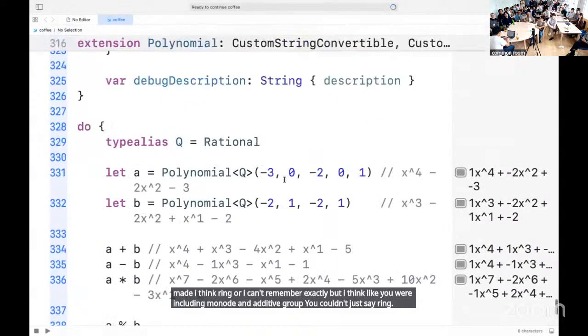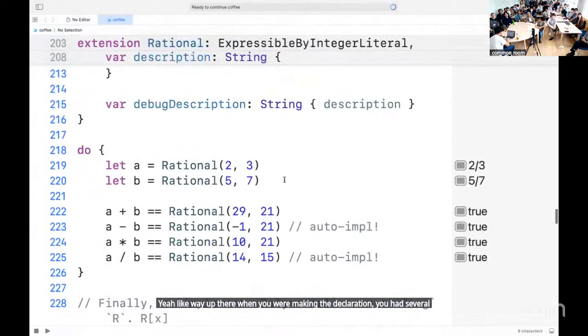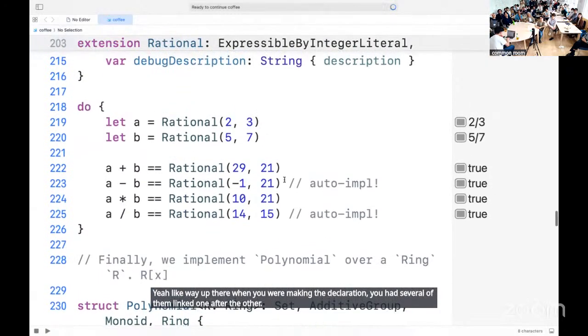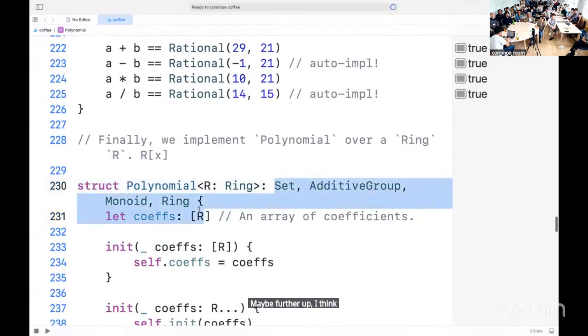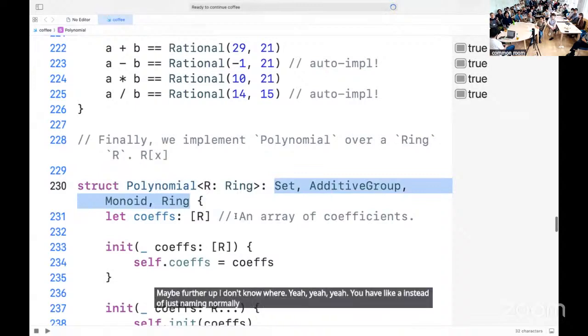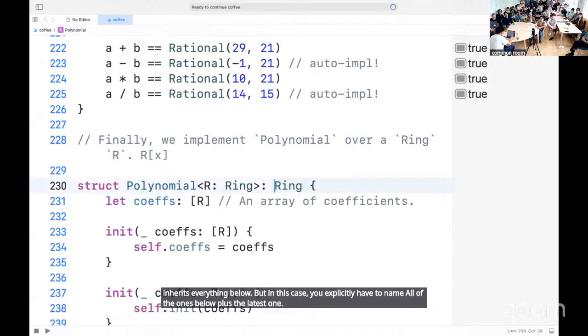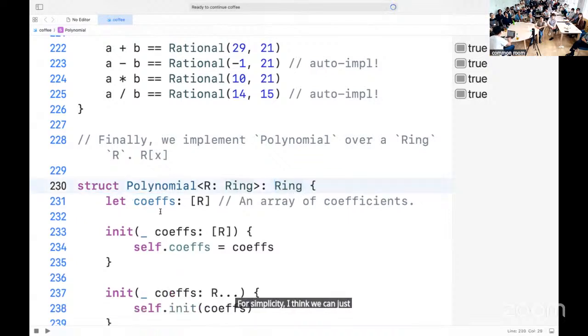Yeah. Like way up there, when you were making the declaration, you had several of them linked one after the other. Maybe further up, I think. Maybe. I don't know where. Yeah. Instead of just naming the highest one and it inherits everything below, in this case you explicitly have to name all of the ones below plus the latest one. I think just for simplicity, we can just write it. Okay, that wasn't the confusion. Okay, thank you.